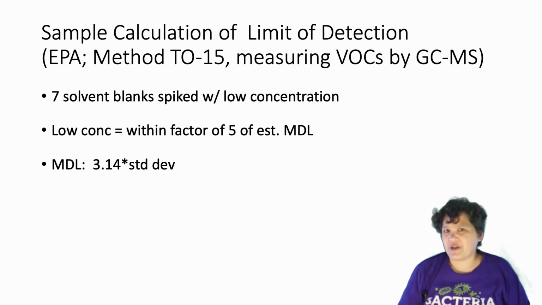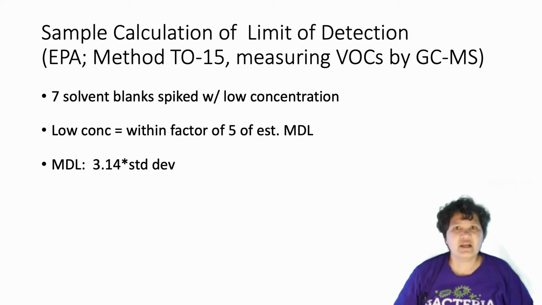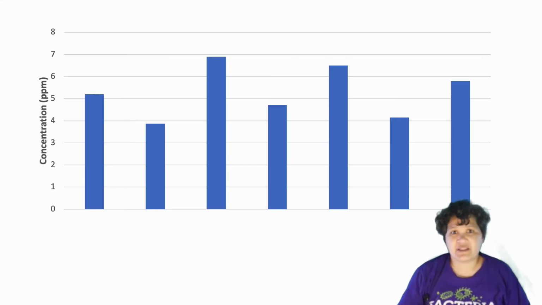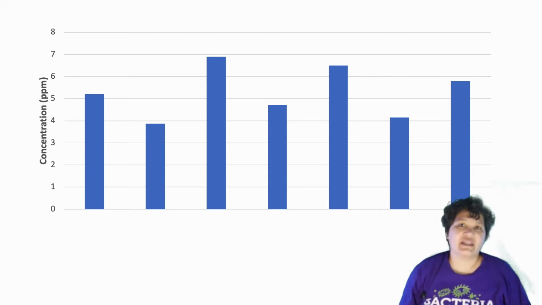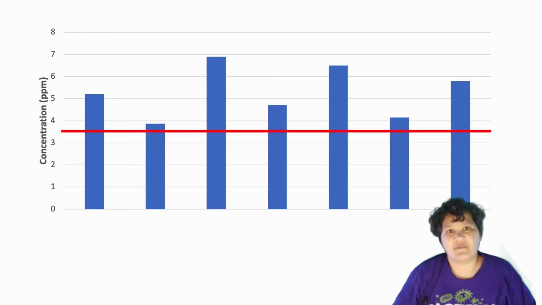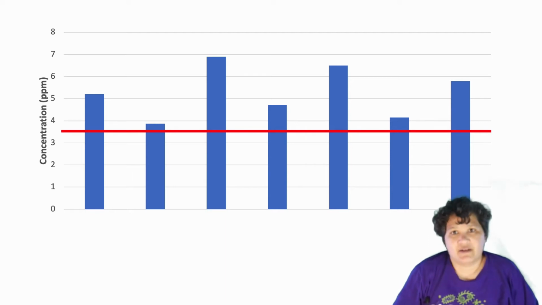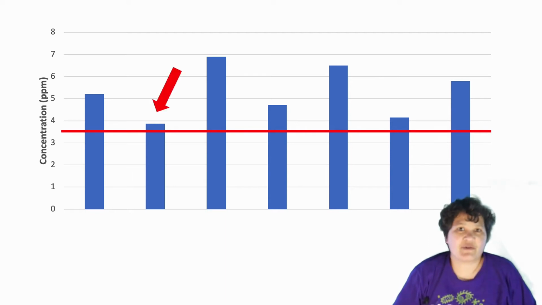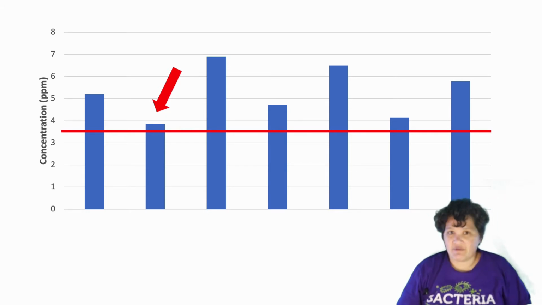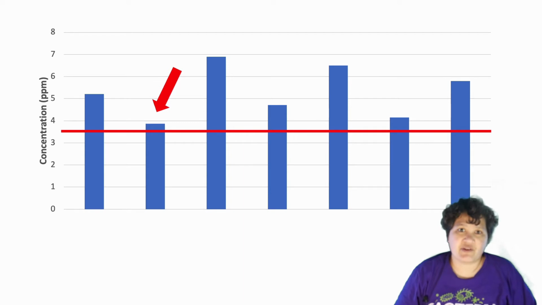But even if you get a reading above your MDL, you can't be sure that the instrument is accurately quantifying it. For example, let's say that when determining the MDL for method TO15, the standard deviation of your spiked solvent blanks was 1.15 parts per million. That would make the MDL for your method about 3.6 parts per million. Now let's look at this reading here, which represents a concentration of 3.87 parts per million, which is definitely above the MDL. So that tells us we definitely have some analyte present.